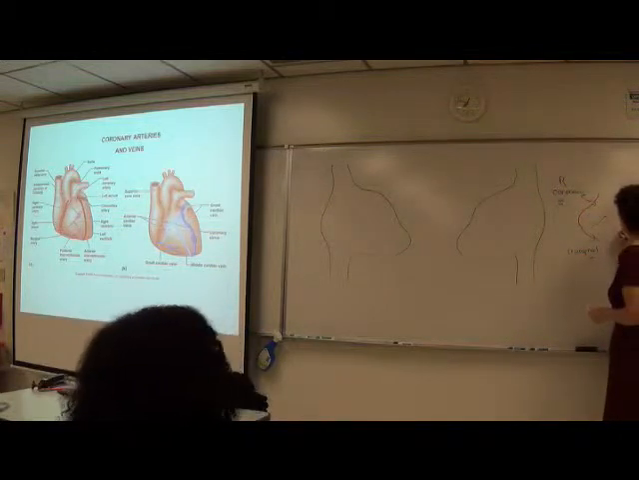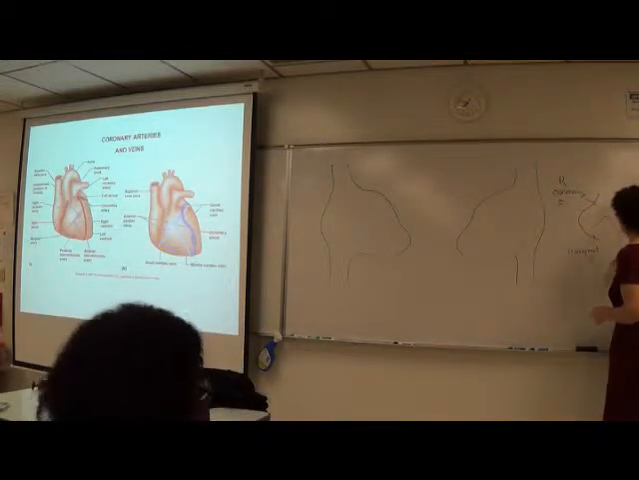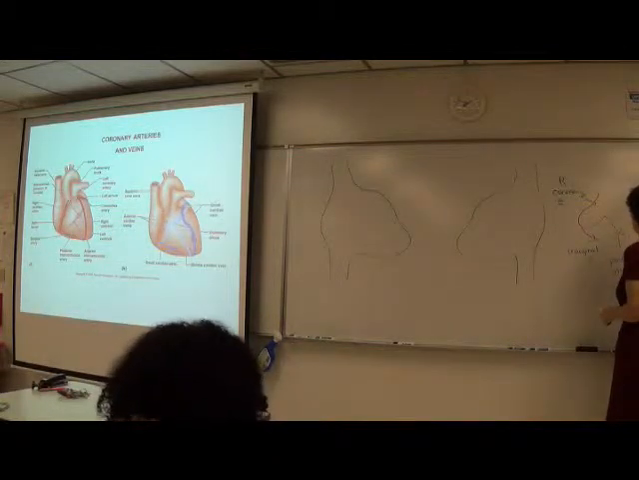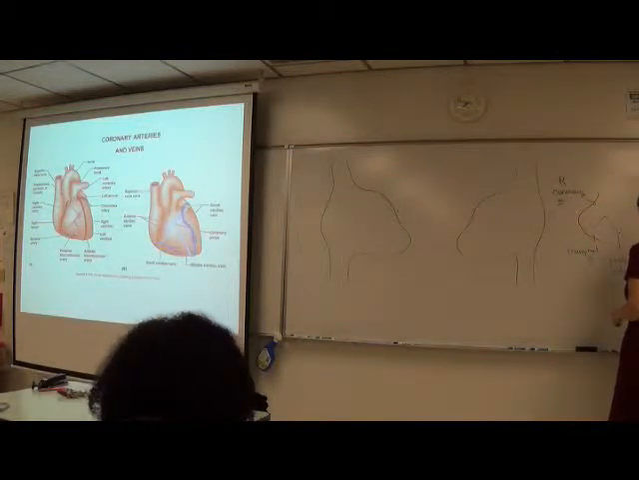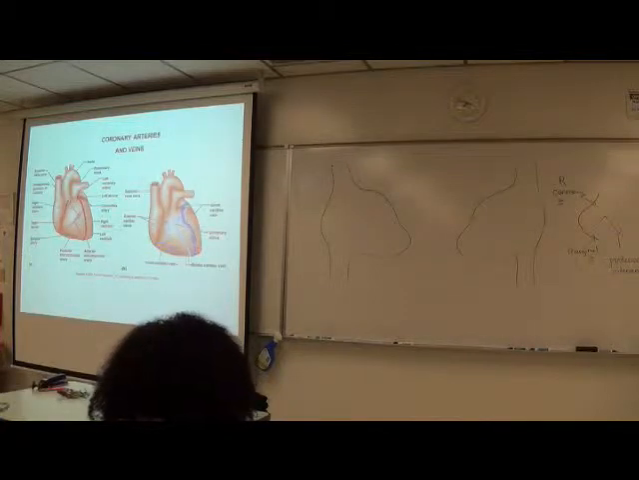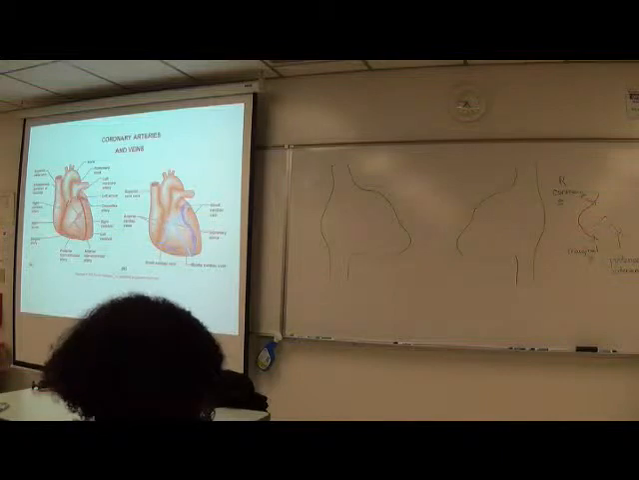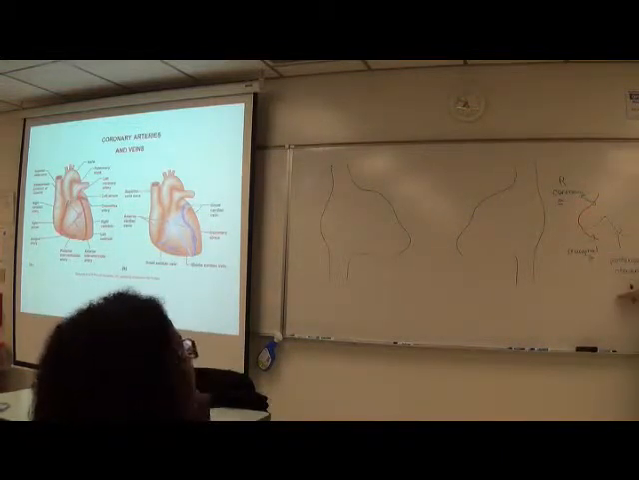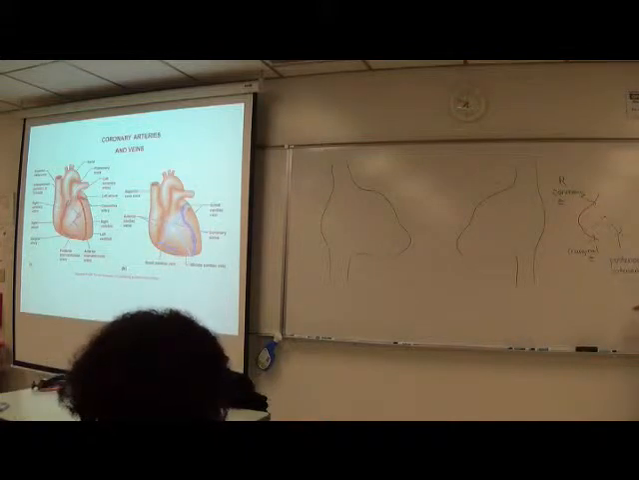The other branch here is the posterior interventricular artery. Not intra, but inter, because it's between the right and left ventricles on the back. Okay. So, the coronary artery with two branches: right coronary artery.